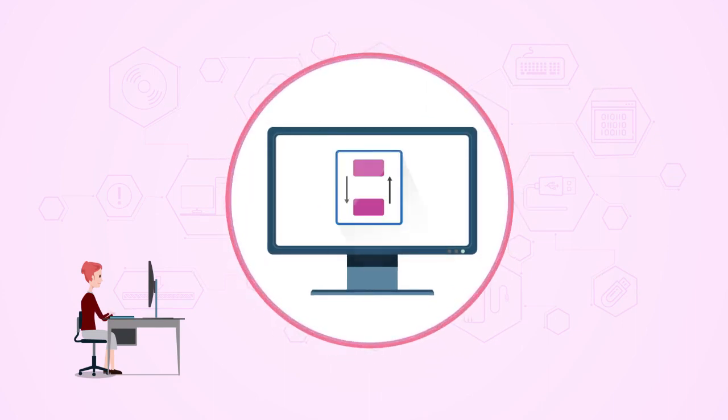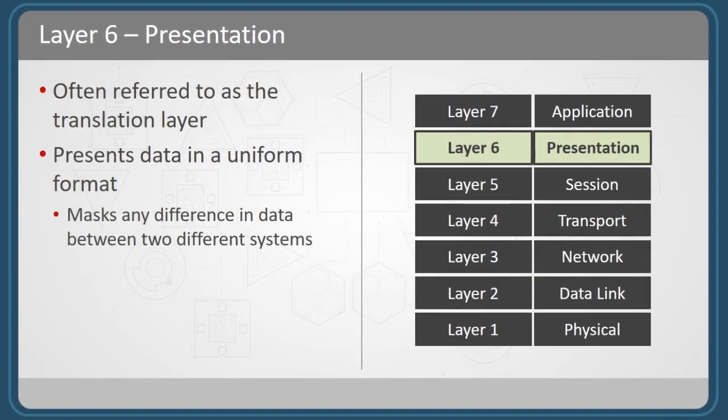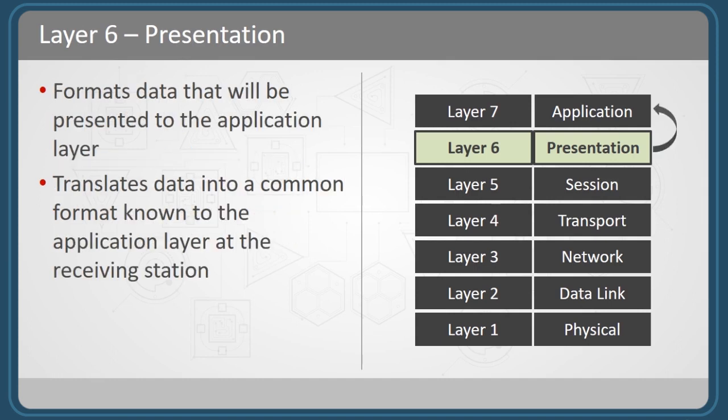Now, our next layer is layer 6, or the presentation layer, which is often referred to as the translation layer, and I'll come back to that point in a moment. But its primary job is to present data in a uniform format to the application layer, which essentially means it masks any difference in data between two different systems. So coming back to the translation, it formats the data that will be presented to the application layer by translating that data into a common format known to the application layer at the receiving station.